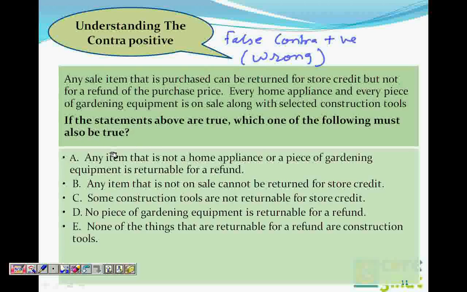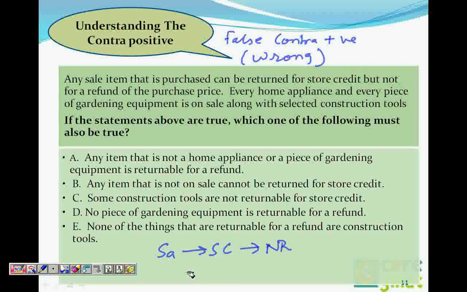Any sales item that is purchased can be returned for store credit. So any sales item will be returned for store credit. So you're saying sales item, let's say SA, can be returned for store credit, which is SC, but not for a refund. So it will be not refund, which is NR. So sales item, store credit, not refund. Okay. So what could be the contrapositive for that?